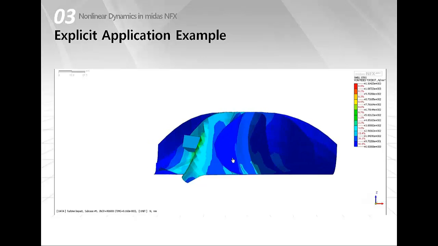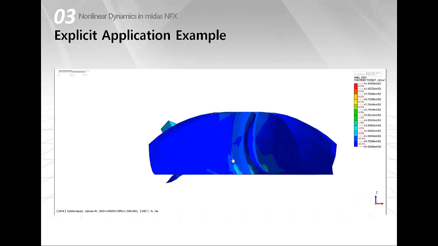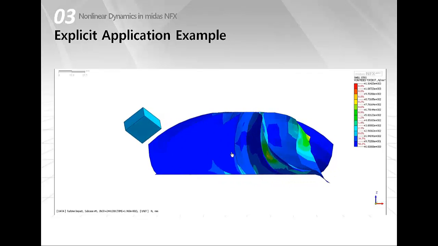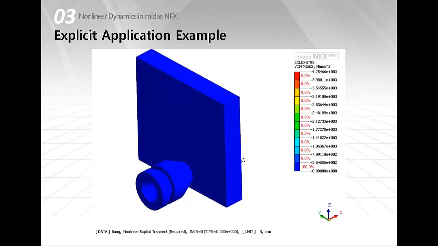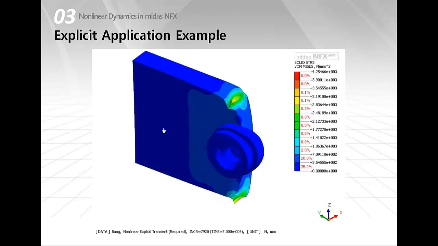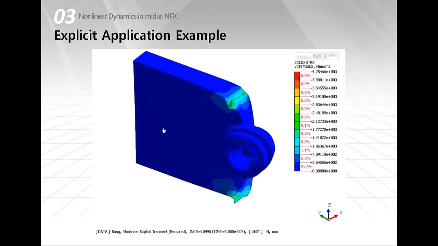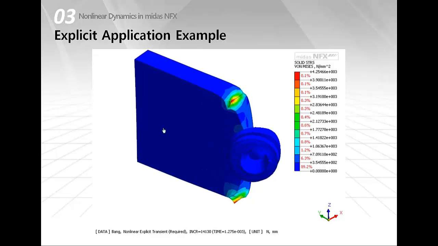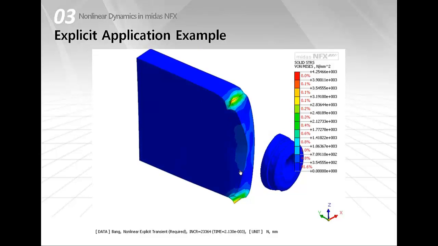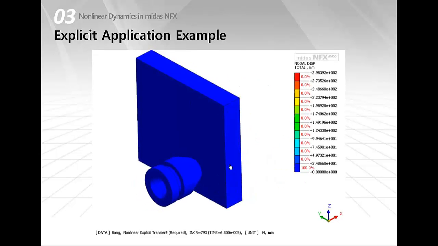So this is the same analysis, but from another angle. And I'd like to show you another project, which is a bullet impacting a wall. This analysis is also a very short time analysis, so it's also using explicit analysis. And you can see the bullet has been deformed quite a lot. Here you are viewing the von Mises stresses. And this is the displacement.